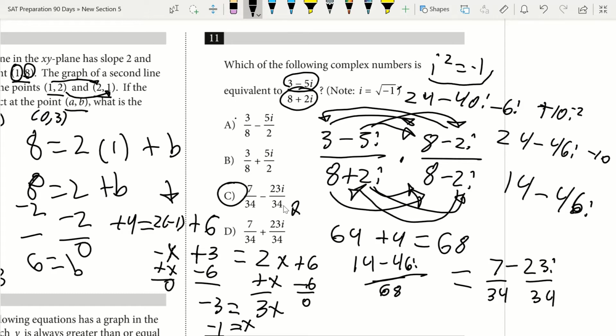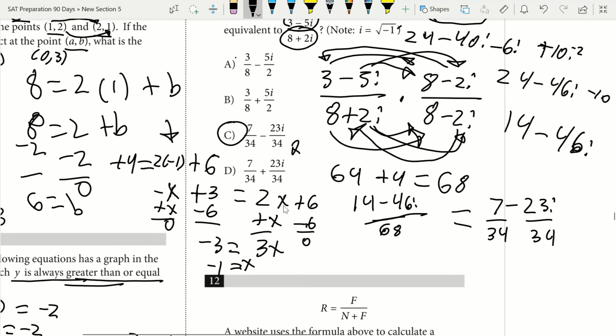And then understanding i squared equals negative 1, understanding that to simplify. And then finally, just understanding that we see a common factor of 2 in 14, 46, and 68, so we divide by 2 to get to our simplified answer of C. One other thing you could put in your notes is making sure that you don't freak out if you don't see your denominator in any of your answer choices. You just need to understand that you have to find something to simplify by then.